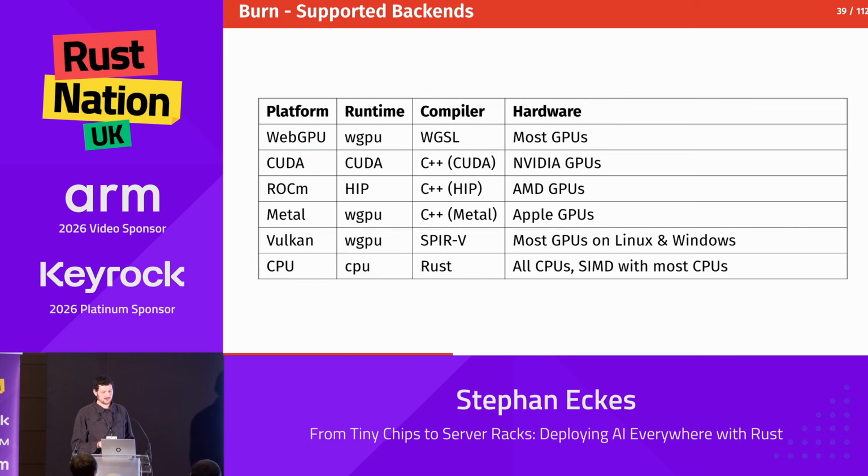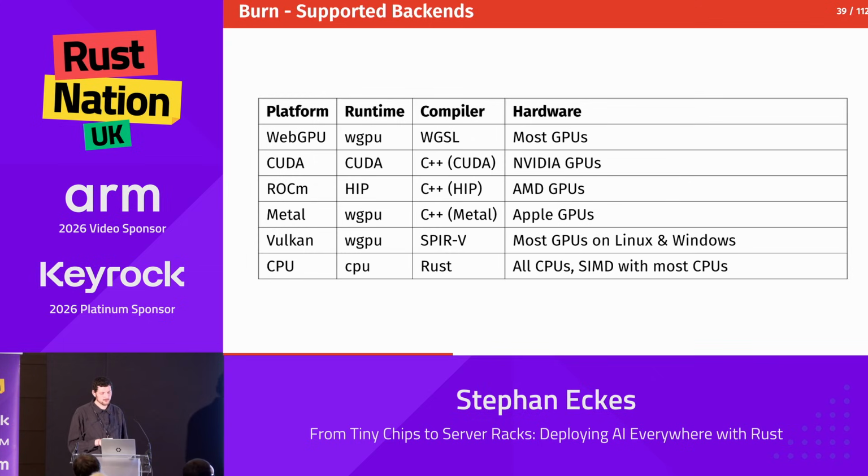So the supported backends are web GPU through WGPU, this nice GPU framework. This target also runs on most GPUs, so not only in the web. You have CUDA for NVIDIA GPUs, ROCm for AMD GPUs running through HIP. HIP is basically the compiler for AMD GPUs. And the cool thing is that HIP even works on CUDA, which is kind of funny. So AMD wanted to get into the market, so they made it compatible with CUDA as well.